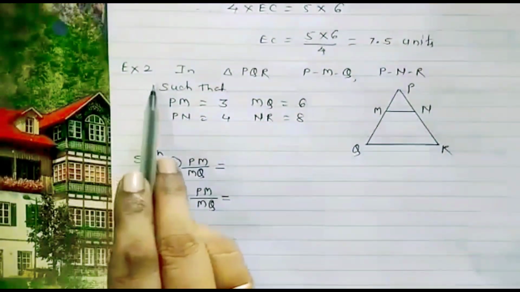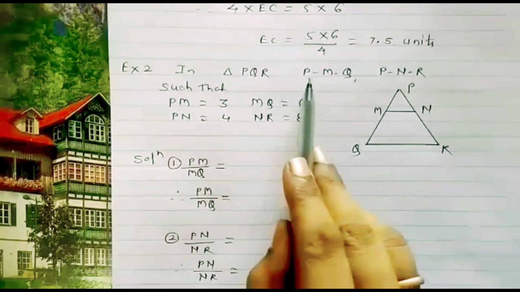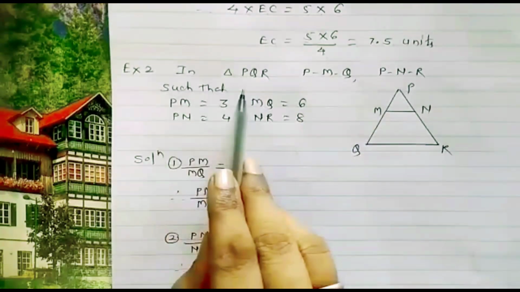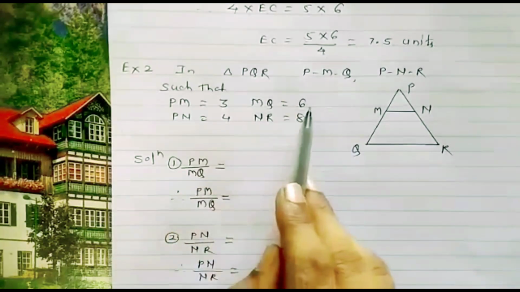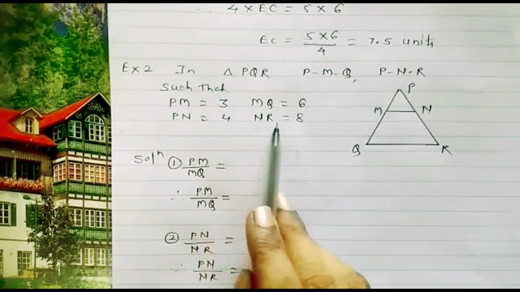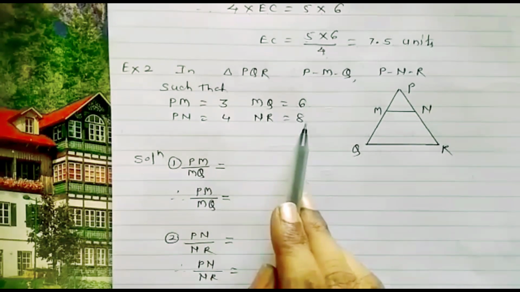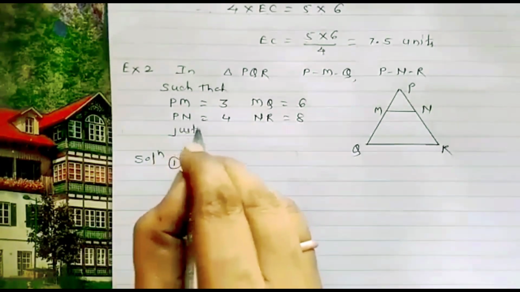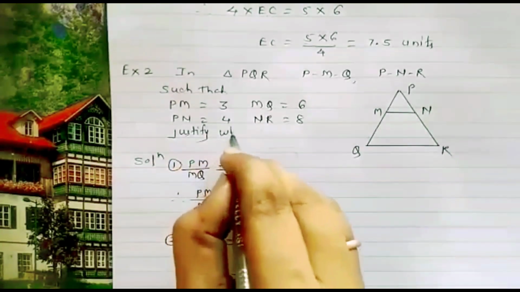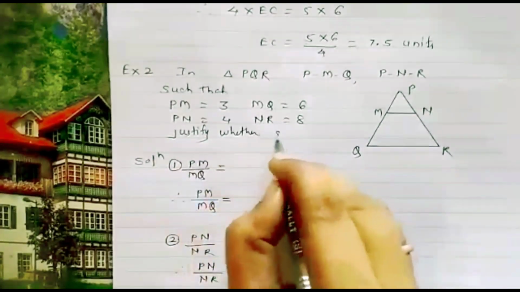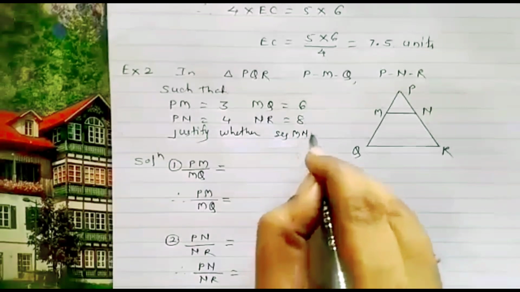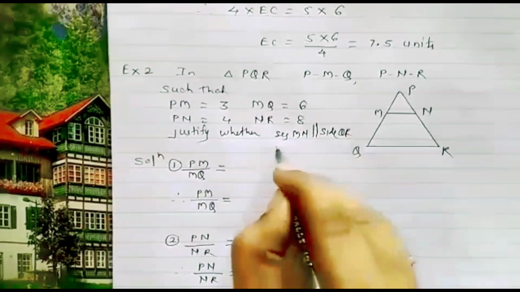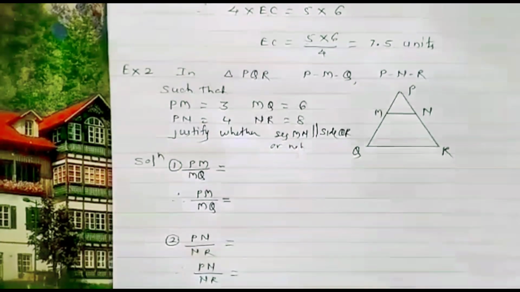So here, in triangle PQR, M is on PQ, N is on PR, such that PM is 3, MQ is 6, PN is 4, NR is 8. Justify whether segment MN is parallel to side QR or not.